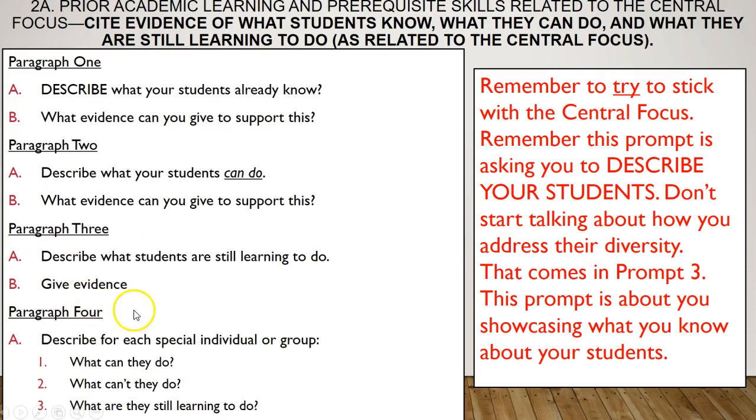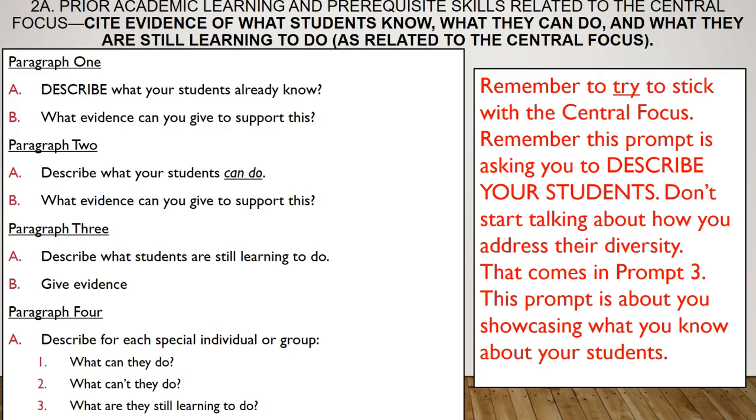When you get to paragraph 4, start thinking about individuals or groups. If you have an individual in your classroom who's significantly different in where they are in their learning from the others, maybe advanced or maybe behind, then you need to talk about where that learner is. Or if you have a group of individuals that's significantly ahead or behind, then you need to talk about what these groups can do, what they can't do, and what they're still learning to do.